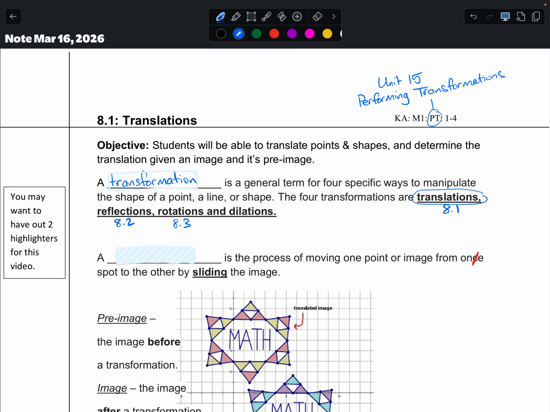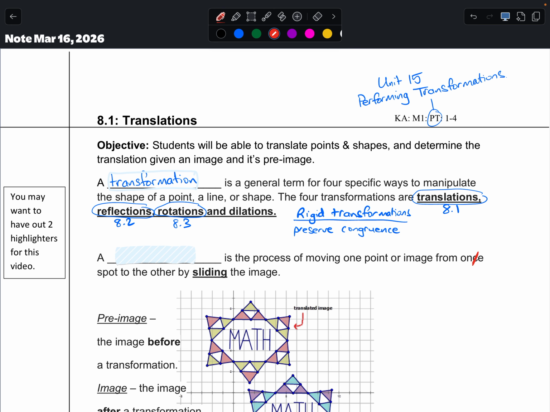And I want to point out now, though, that all 3 of these are what we call rigid transformations. What that means is they preserve congruence. If 2 shapes are congruent, that means they have the same size and shape. They're exactly the same size and shape.